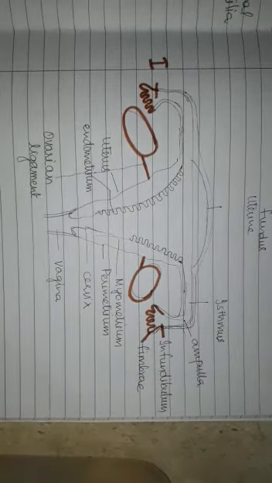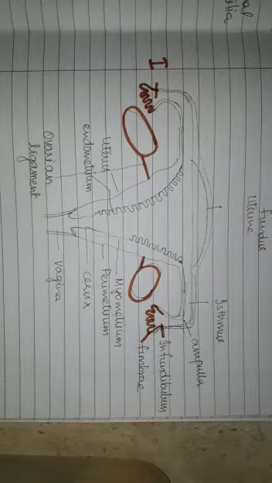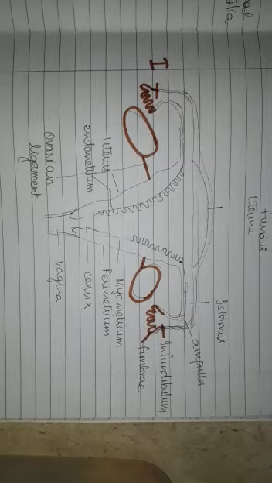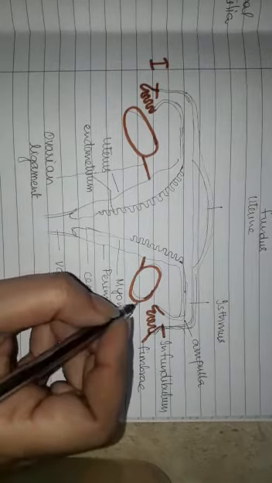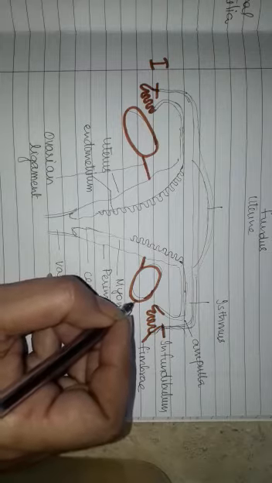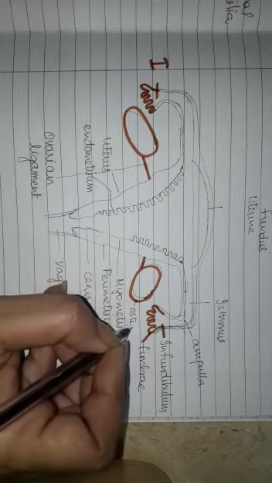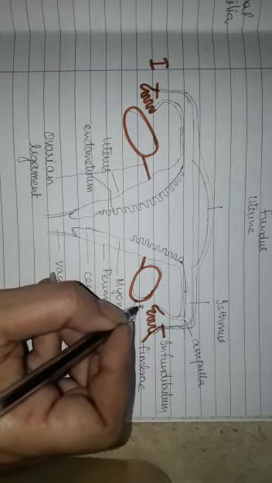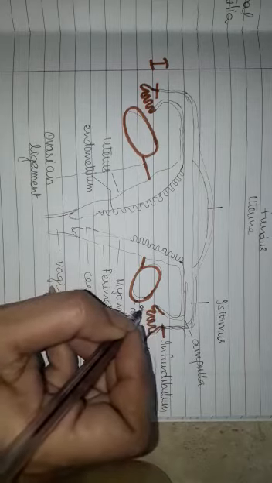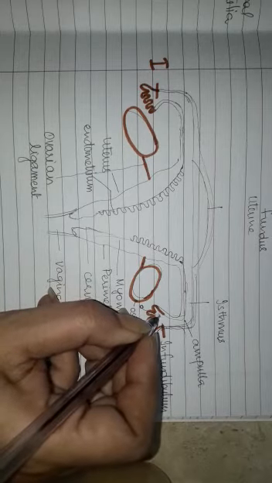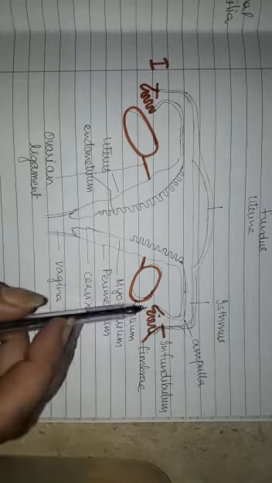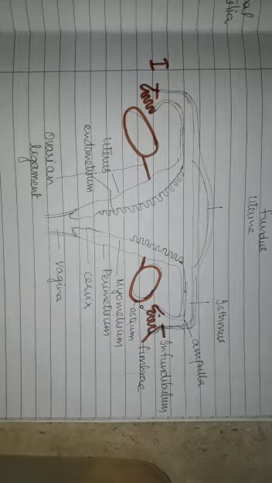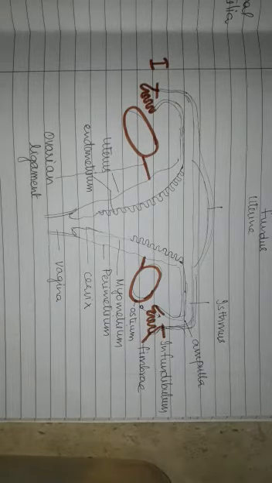These fimbri bear cilia, and they direct the egg into the infundibulum. This is the ovary. In the ovary, there is an aperture called ostium. From this ostium, the egg is released, and this egg is propelled inside the fallopian tube by the cilia which are present on the fimbri of infundibulum. This is the role of infundibulum.